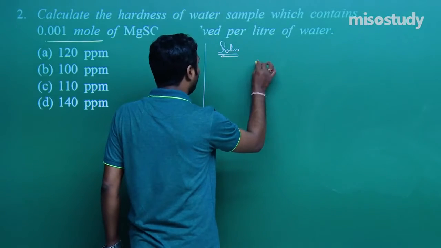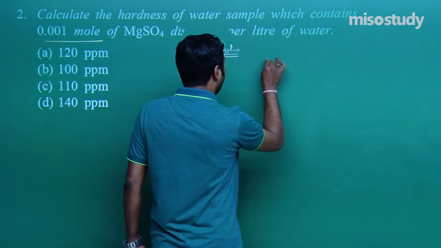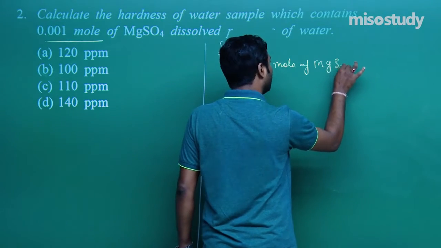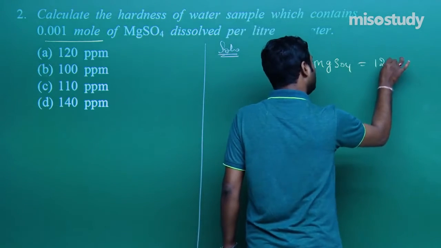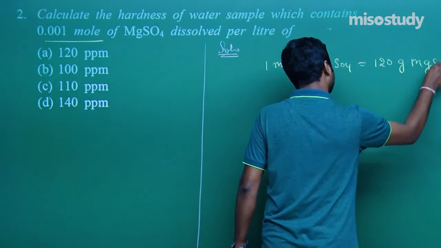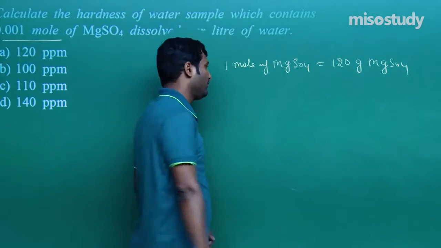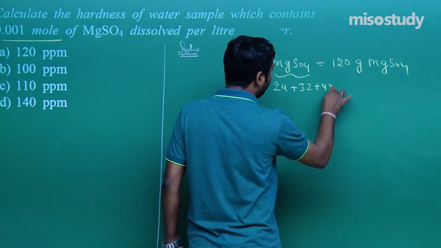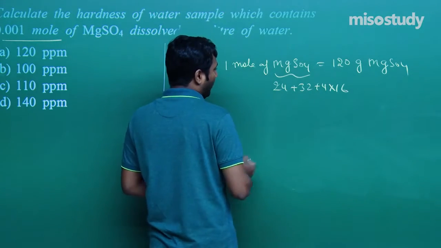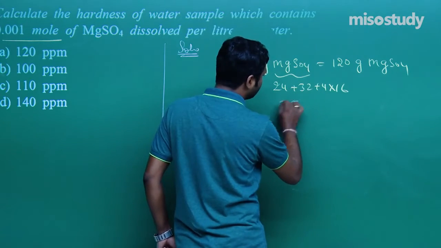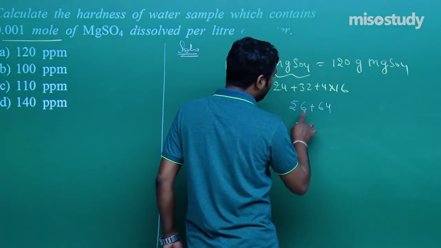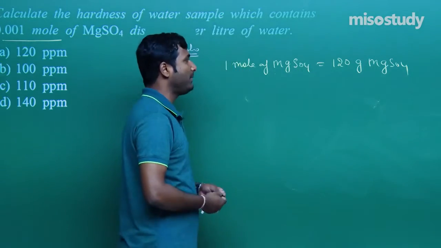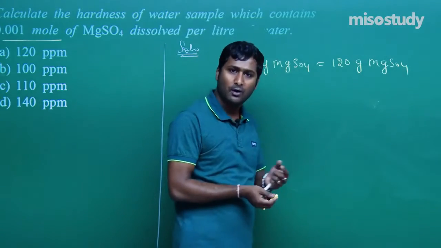As we know, 1 mole of MgSO4 is equal to 120 gram of MgSO4. We know this is the molar mass. If you have any doubt, you can also add 24 plus 32 plus 4 into 16, that is 56 plus 64, that is 120. Clear? 1 mole of MgSO4 equals 120 gram of MgSO4.